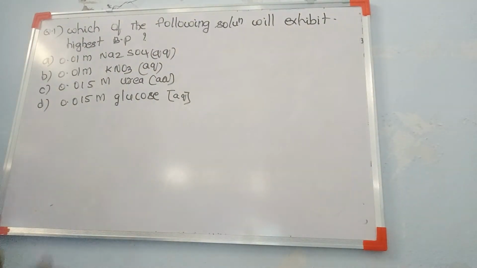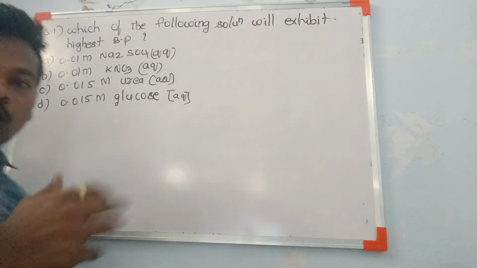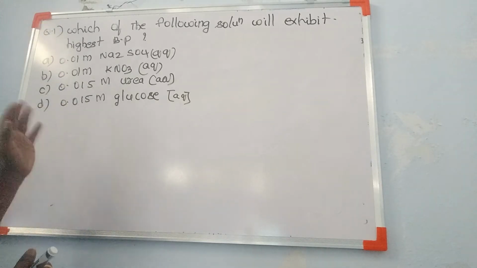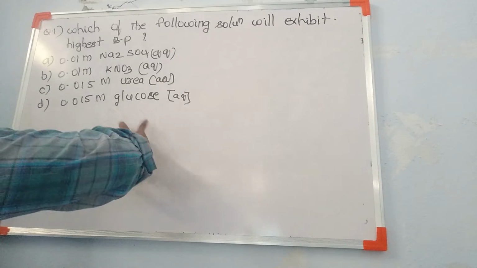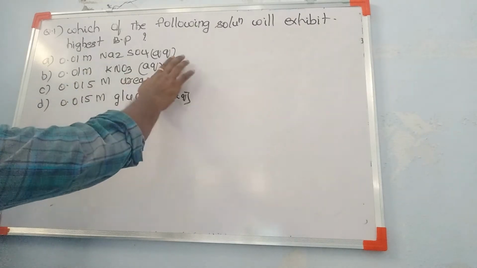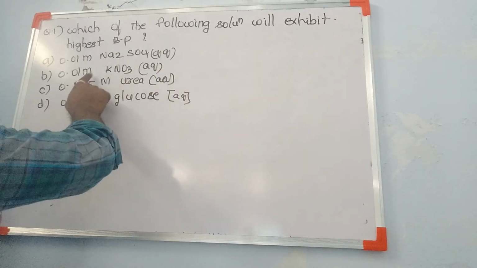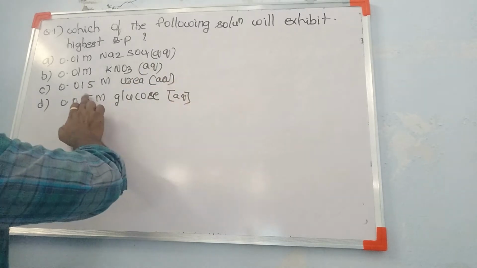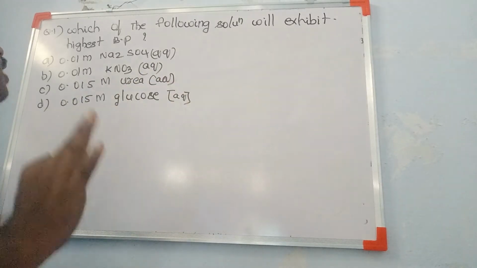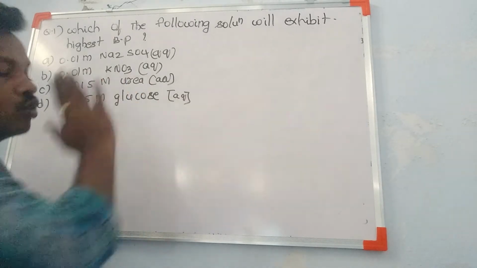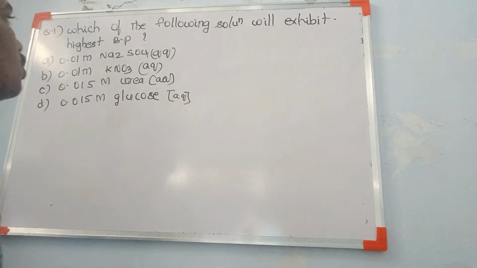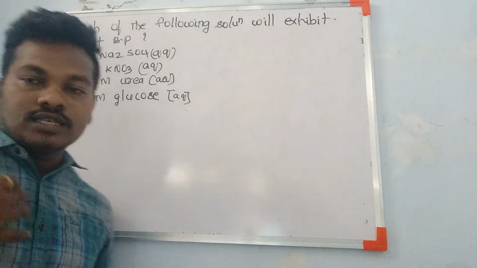Which of the following solutions will exhibit the highest boiling point? Here they have given some solutions: 0.01 m Na2SO4 aqueous solution, 0.01 m KNO3 aqueous solution, 0.015 m urea aqueous solution, and 0.015 m glucose aqueous solution. So we have to find out which has the highest boiling point.